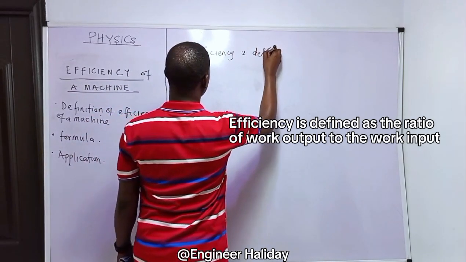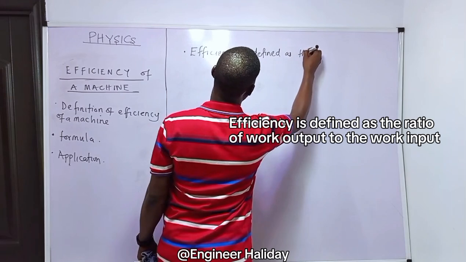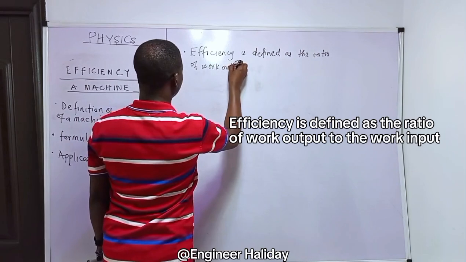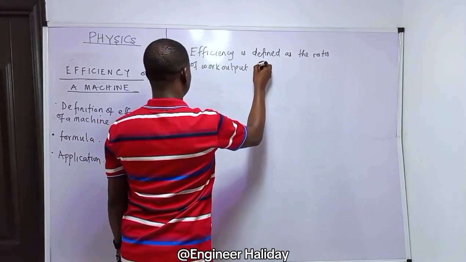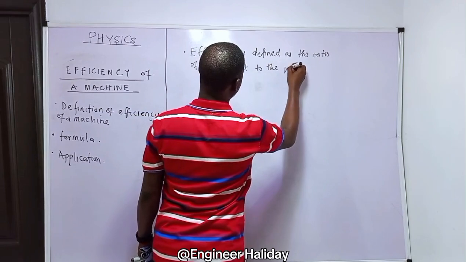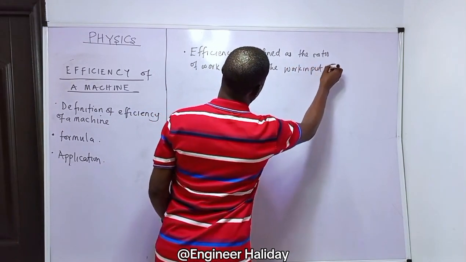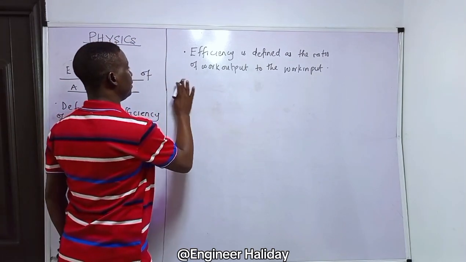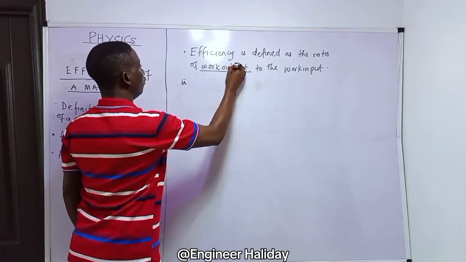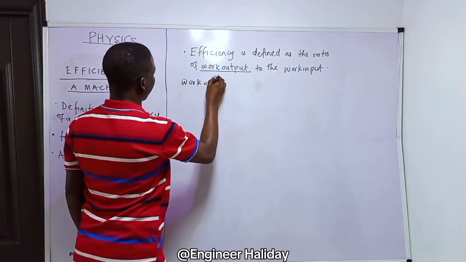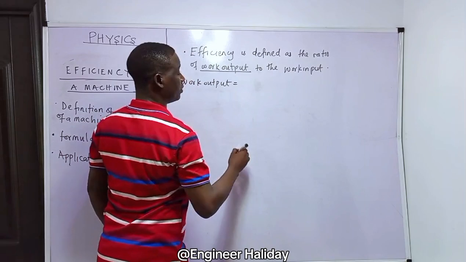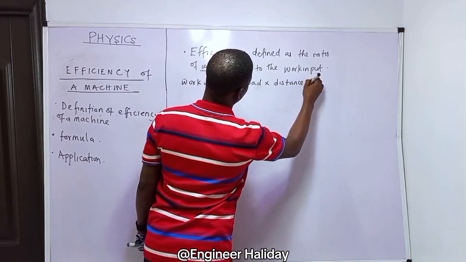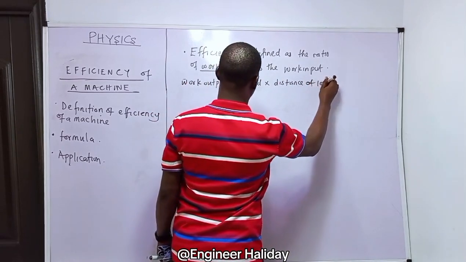Now, efficiency is defined as the ratio of work output to the what? Work input. Don't forget that this definition can be expanded. What is work output? Work output is simply the load times the distance moved, or distance of load.